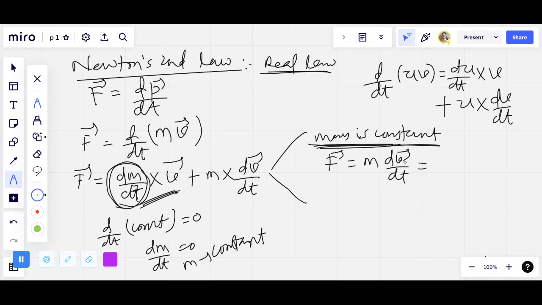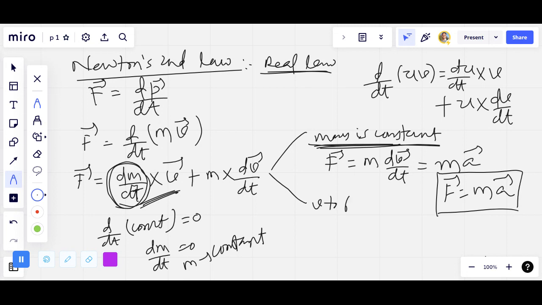Now dv upon dt, the time rate of change of velocity, is acceleration. So that is mass into acceleration. So we've got F equal to mass into acceleration. This is one expression.